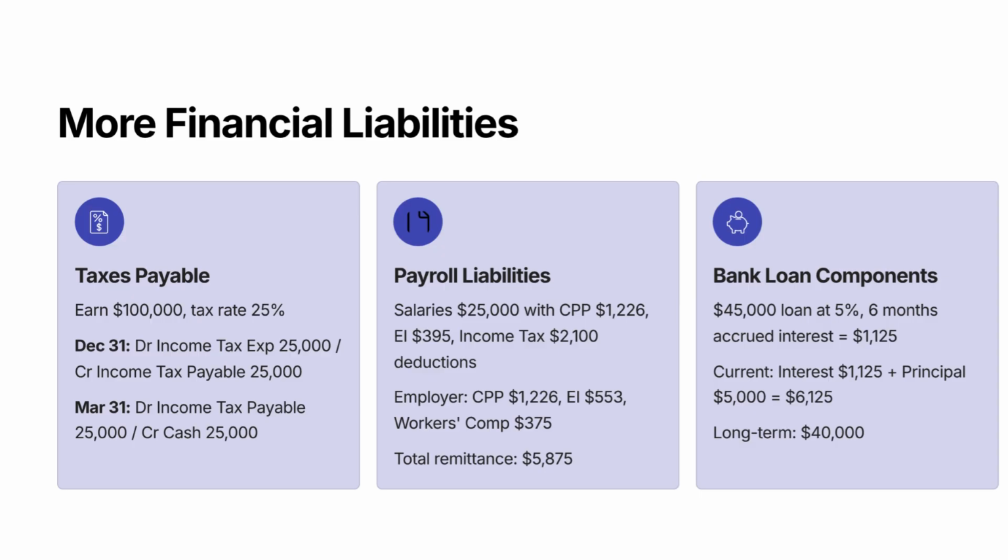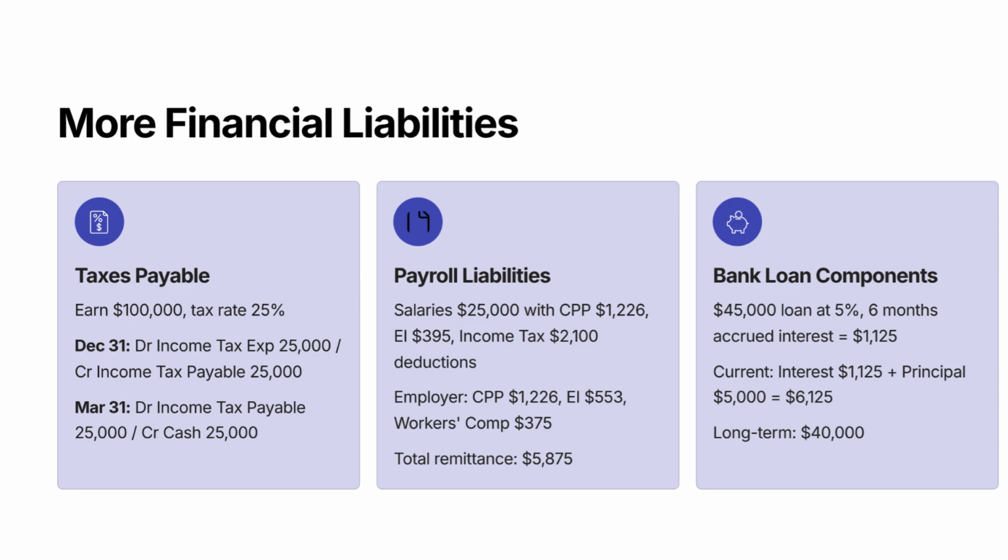Example number 6, taxes payable. Company earns $100,000, tax rate 25%. Entries: December 31st, debit income tax expense $25,000, credit income tax payable $25,000. March 31st, debit income tax payable $25,000, credit cash $25,000. Example number 7, payroll liabilities.